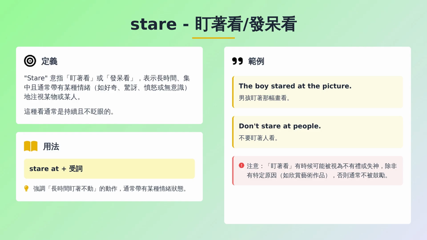Example: The boy stared at the picture. Don't stare at people. Note, staring can sometimes be seen as rude or distracted, and is generally discouraged unless there is a specific reason such as appreciating a work of art.